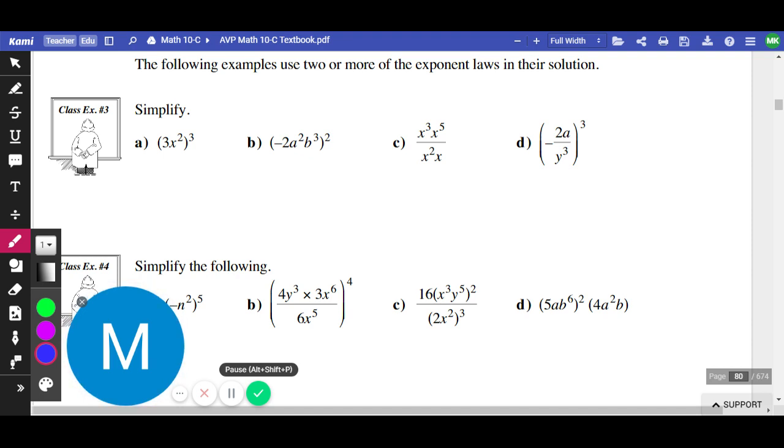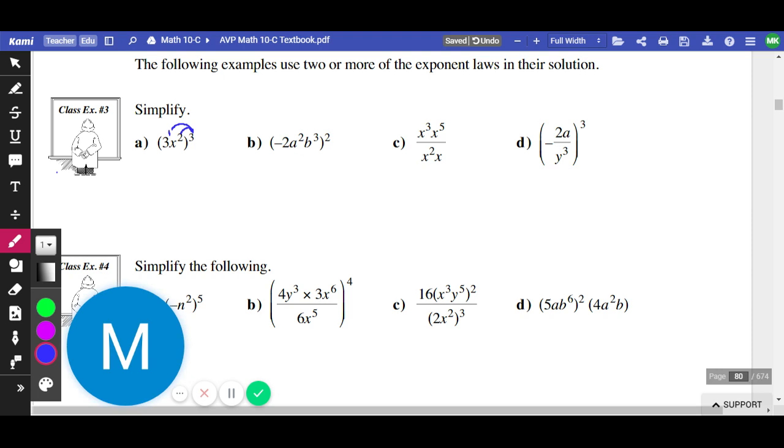We'll look at this first question. We have 3x squared all to the power of 3. We learned yesterday that when you have an exponent outside the bracket, this exponent comes into the bracket and goes to every term. So in this case, it's not just the x squared it goes to, it also goes to the 3 to the power of 1. Remember that 3 has an exponent of its own. It has an exponent 1 on it.